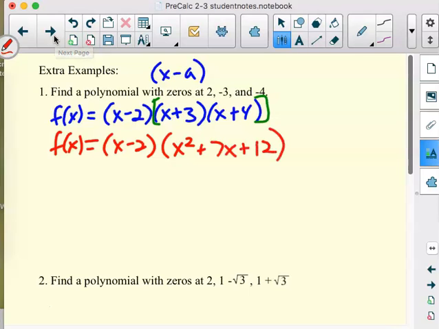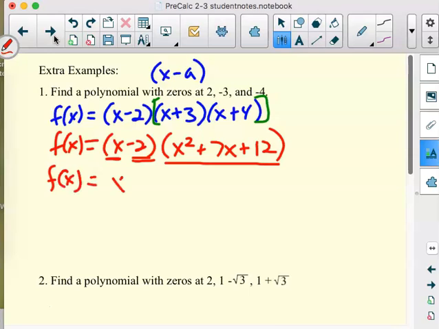So x times x is x squared, and then outside times outside is 4x, inside times inside is 3x, and that adds to 7x. And then last times last, 3 times 4 will give us the 12. And now we have to use distribution. So we're going to have to take this first x times everything in the second set of parentheses, write it down, and then take the negative 2 times everything in the second set of parentheses, write it down, and then we'll be able to move on from there.